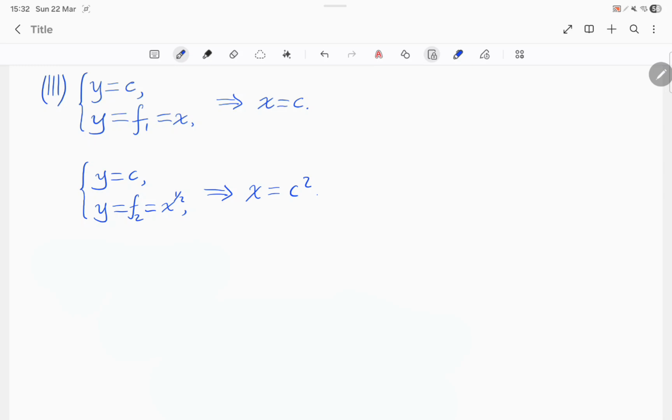Now, let's move on to part 3. In both cases, we'll start with y equals c, and we'll also have the relevant y equals fk. In the first case, this is y equals f1, which is equal to x, and therefore x is simply equal to c. In the second case, we have y is equal to f2, and this is equal to x to the 1/2, giving us x is equal to c squared.